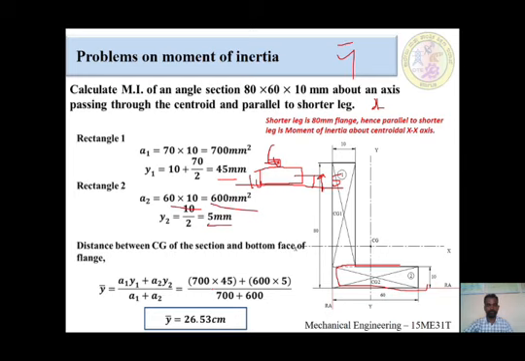After that, we only have to calculate y bar, the distance between the CG of the section and the bottom face of the flange. Okay, y bar is equal to A1 Y1 plus A2 Y2 divided by A1 plus A2. Area 1 we got 700 and y1 we got 45. Area 2 we got 600 and y2 we got 5, divided by area 1, 700, plus area 2, 600. The y bar value after putting these values in the calculator we get 26.53. This is millimeter, not centimeter.